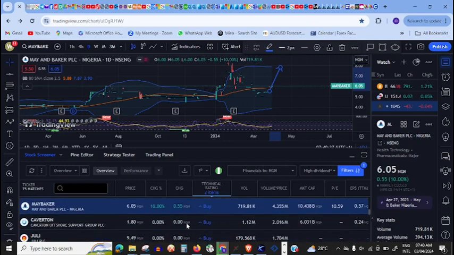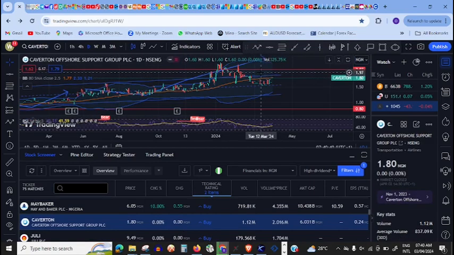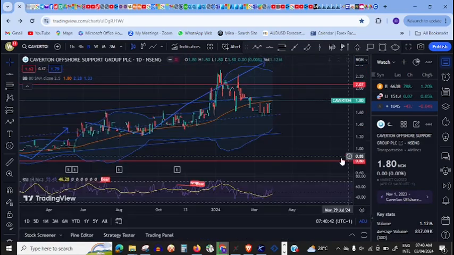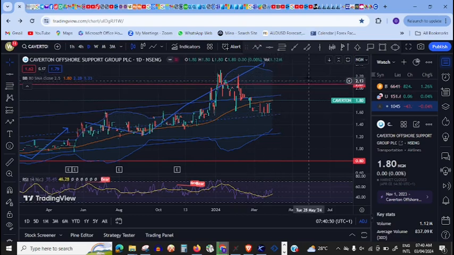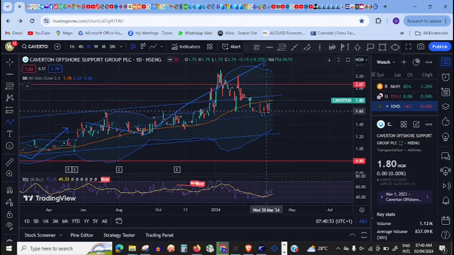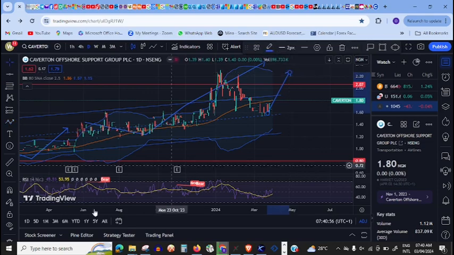May and Baker, Calverton. Okay, for Calverton, good entry is at 1.59 kobo. Then we're looking at an exit around here, 2.27 kobo.